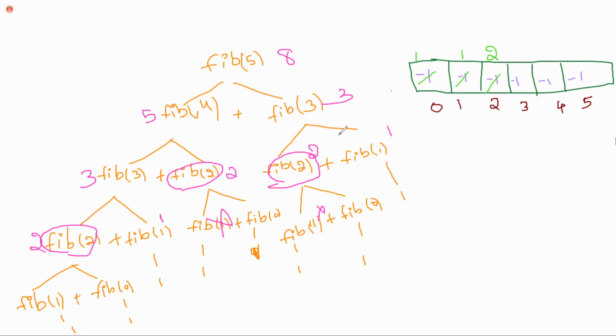After this, what will you do? Observe carefully. Next, fib of 3 is equal to fib of 2 plus fib of 1. So fib of 2 we know, fib of 1 we know. So 1 plus 2 will give you 3. So fib of 3 is done. Next, fib of 4. Fib of 4 means fib of 3 plus fib of 2.